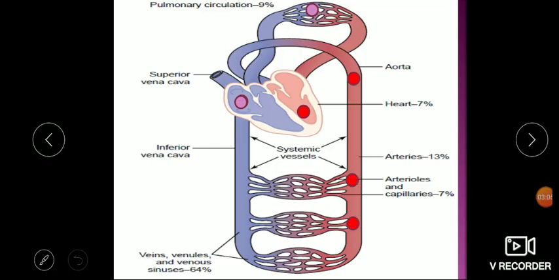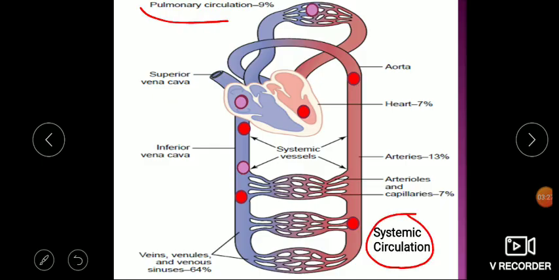It will go to the different systems of the body: it will go to the liver, to the brain, to the heart itself, to the lungs also, and to the capillaries. Here again it will become deoxygenated, and this blood will come back to the heart. So it is called the systemic circulation or major circulation, and this is the pulmonary circulation. So we have these two circulations.